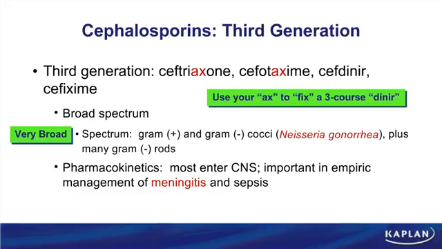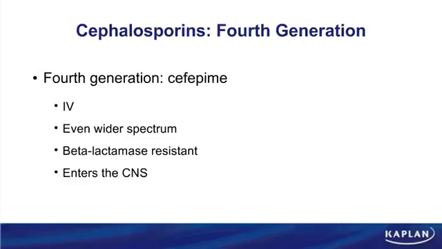Ceftriaxone is also the drug of choice for gonorrhea, another one of our STDs that you have to know how to treat. So when I think about third generations, very broad spectrum, but some very specific organisms and diseases that I've highlighted on this slide that will be important. We only have one fourth generation drug, the drug cefepime. In fact, the fourth generation drug is very similar to the third generation in that it's very broad spectrum. Kills gram-positives, kills a lot of gram-negatives. In fact, it can even enter the CNS.